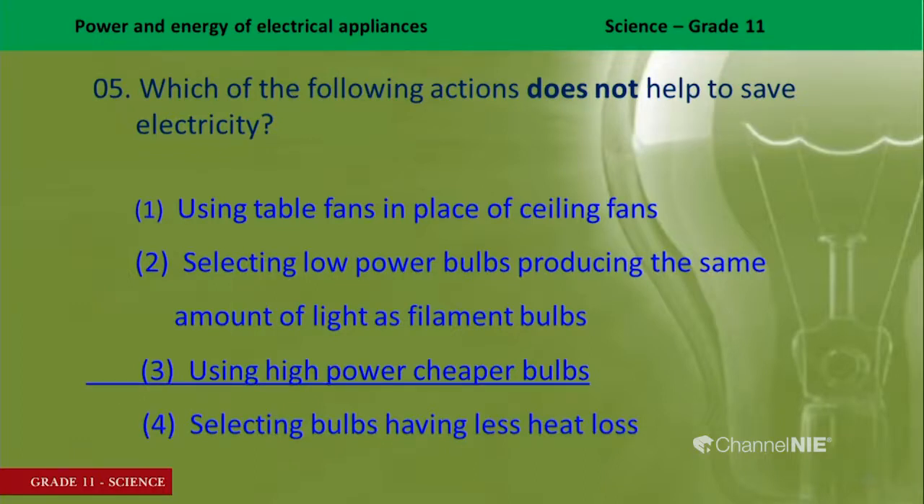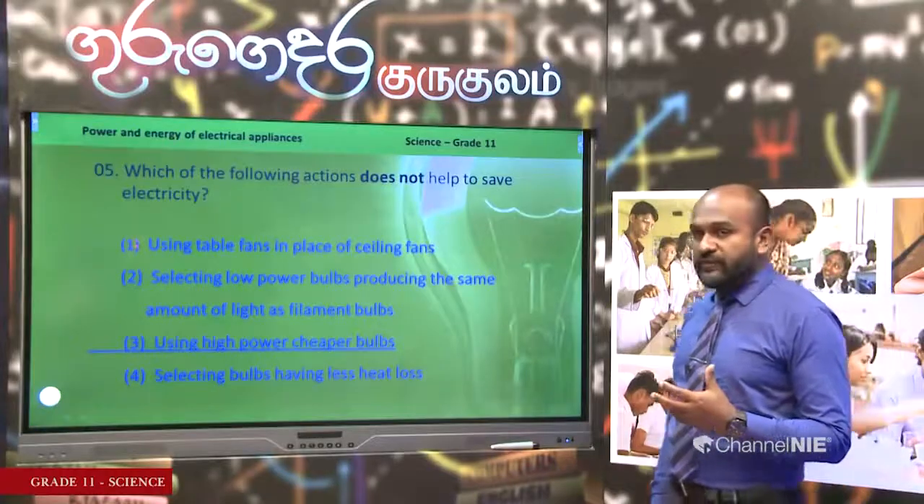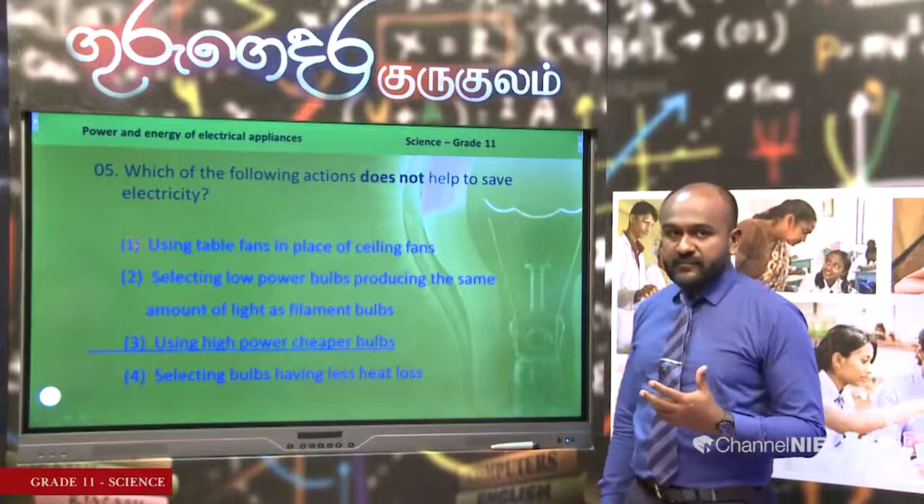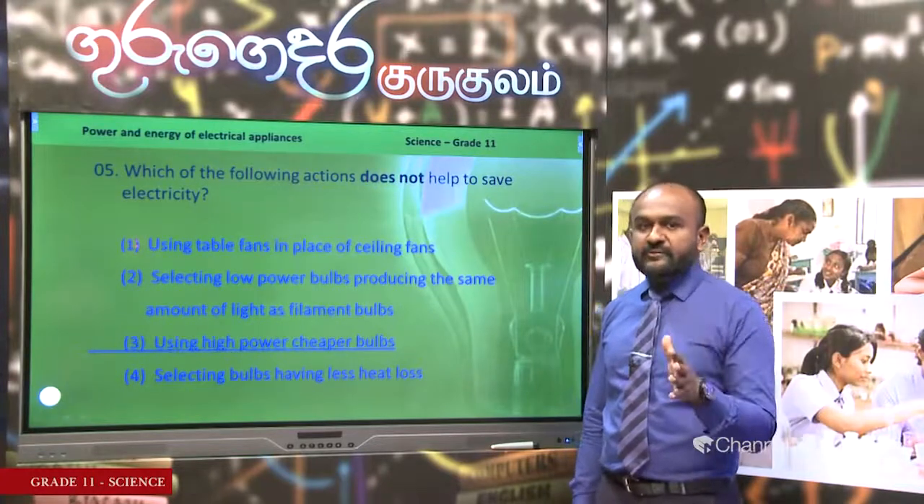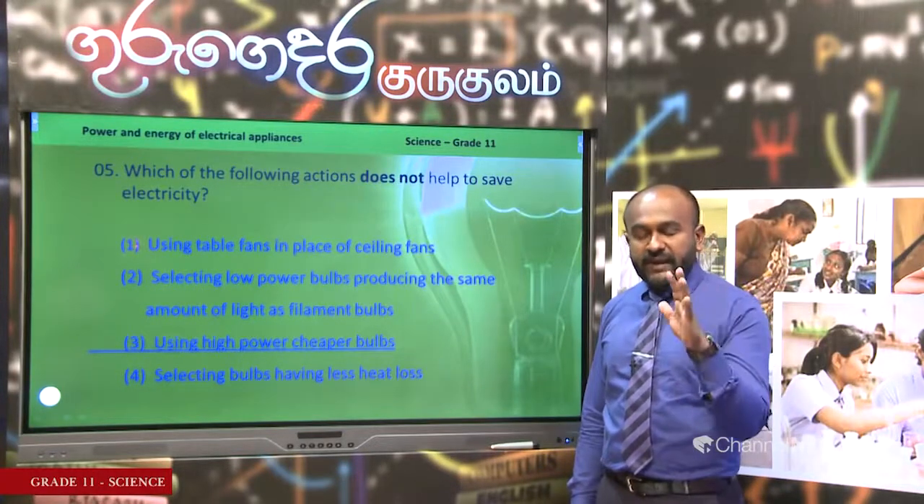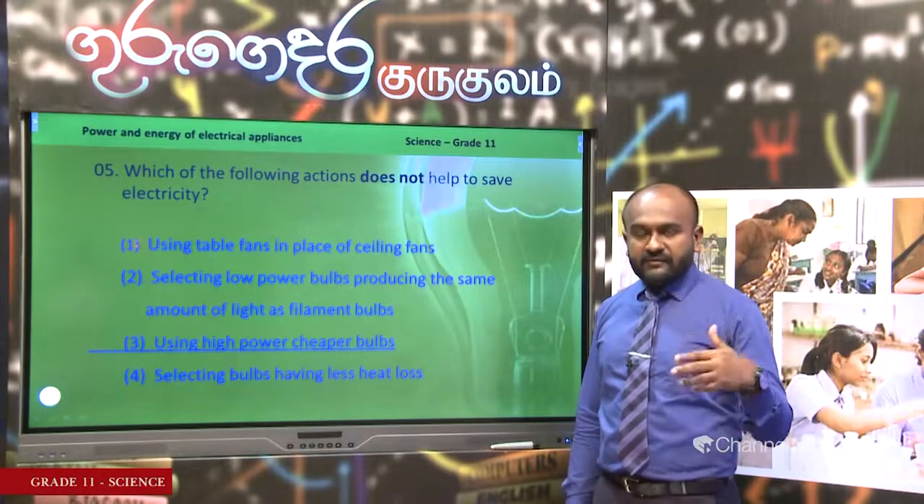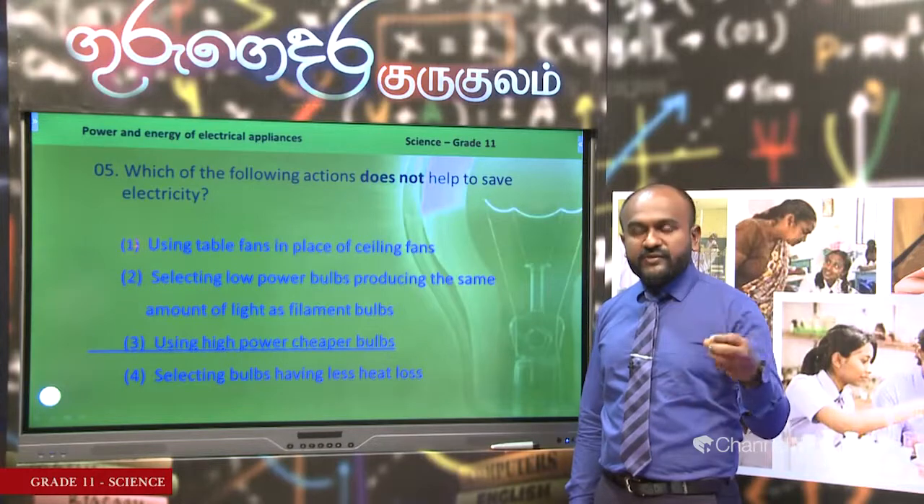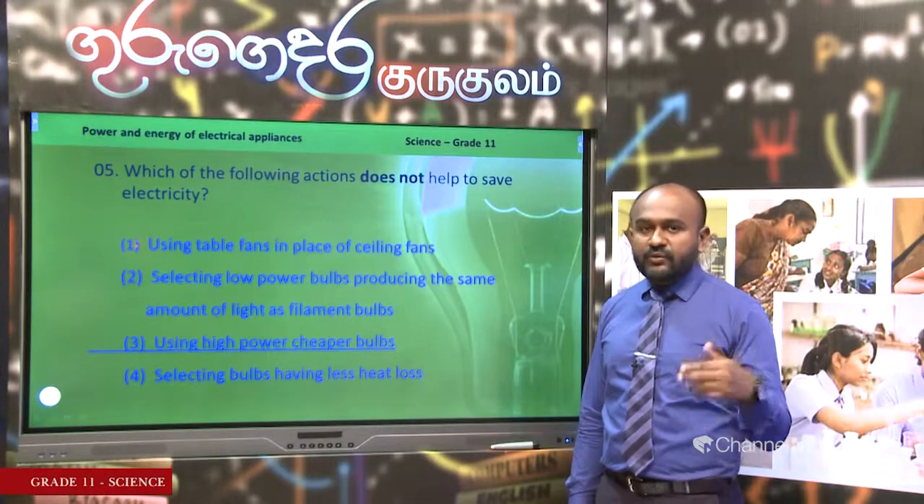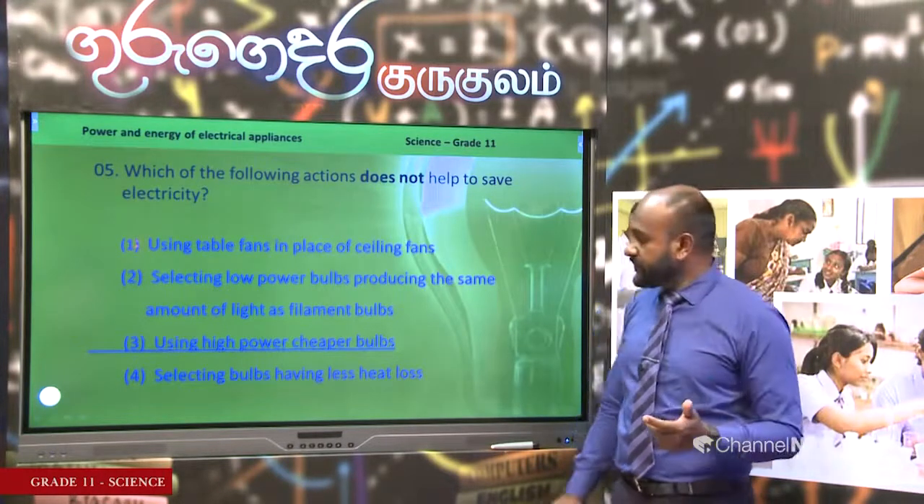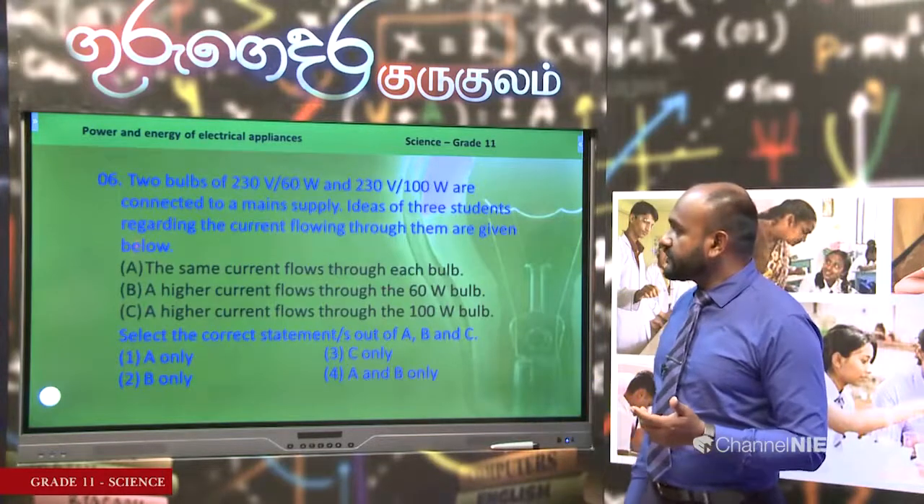Using high power cheaper bulbs. Just because they are cheaper, we can't go for it if their power is really high. Now, if you get filament bulbs and LEDs have a low power than filament bulbs, but still they produce the same amount of light, then we need to go for LEDs. Let us go to the next one.